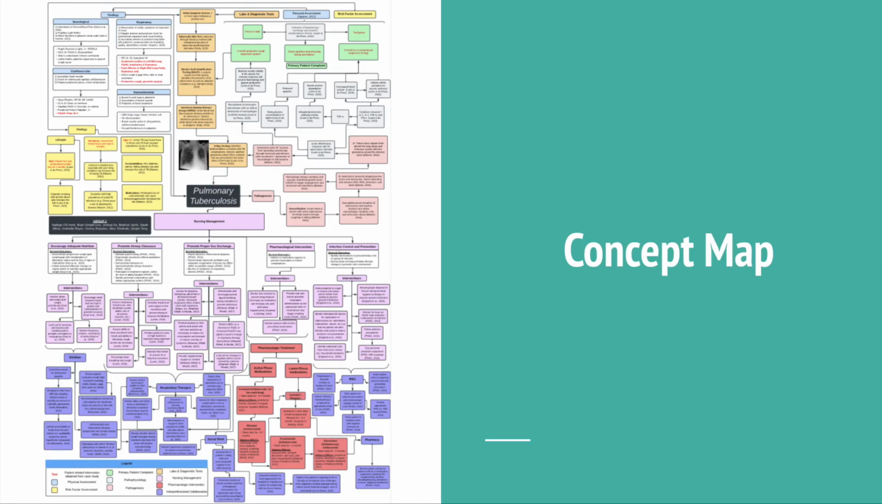And with that, our comprehensive view of pulmonary tuberculosis is complete. We went over the assessment findings, symptoms, pathophysiology, nursing management, and interprofessional collaboration.